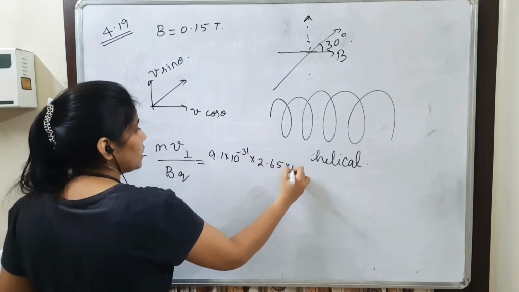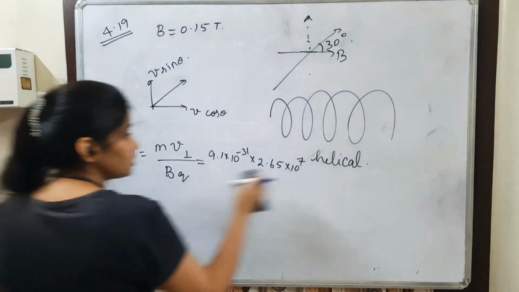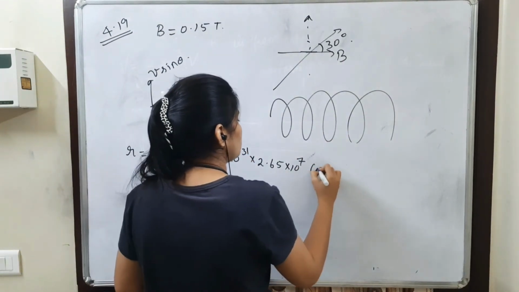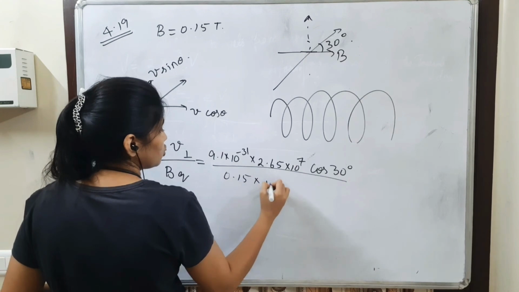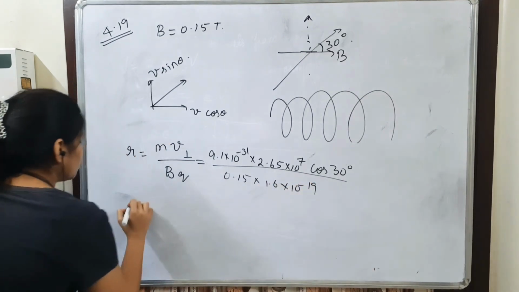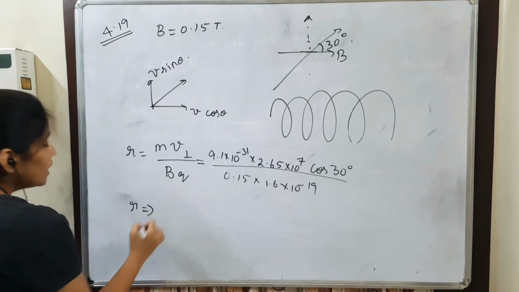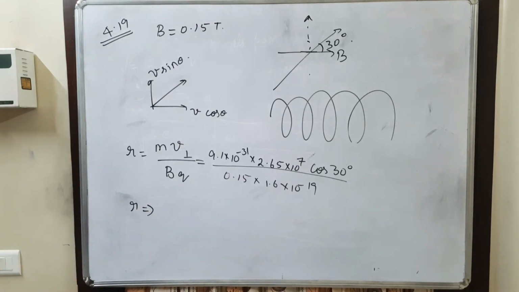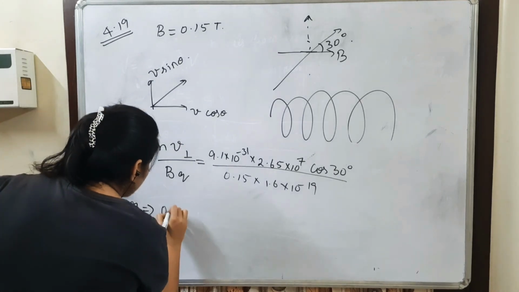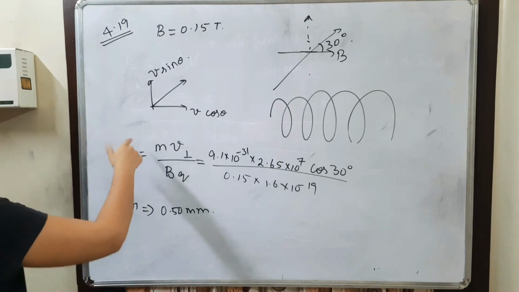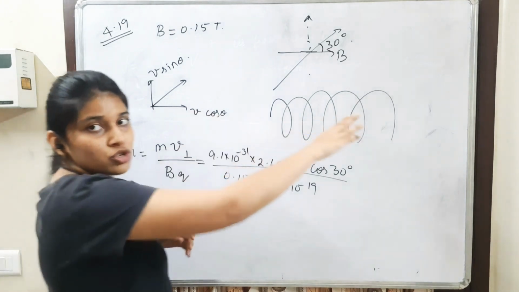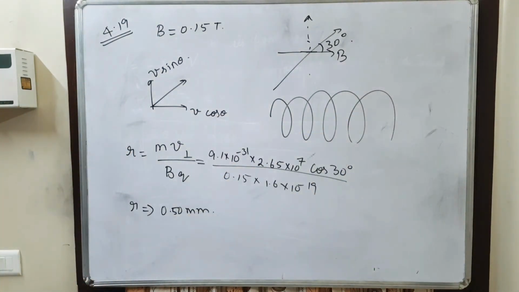So 2.65 into 10 power 7 into cos 30. Okay, so cos 30 is equal to root 3 by 2. So we'll substitute all that, and 0.15 into 1.6 into 10 power minus 19. So the R, that is the radius of the helical path, is equal to, the answer is 0.50 millimeter. So this time the radius is smaller than the last time. Okay, but there are two types of velocities, and therefore instead of only the circular, there will be a translatory motion also. Okay, so that's it for this question.